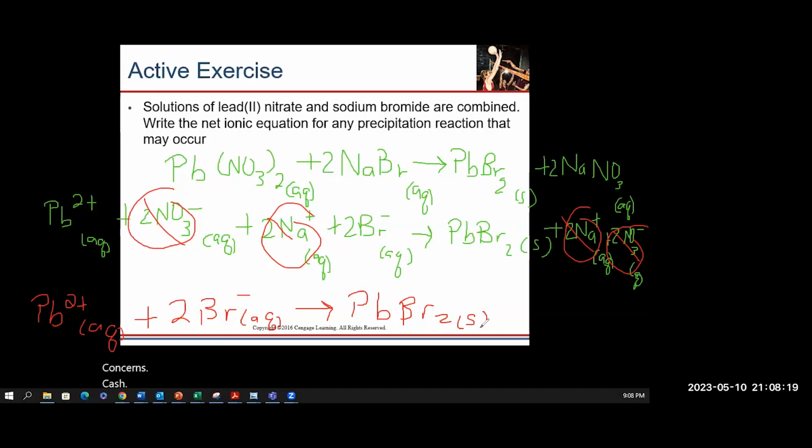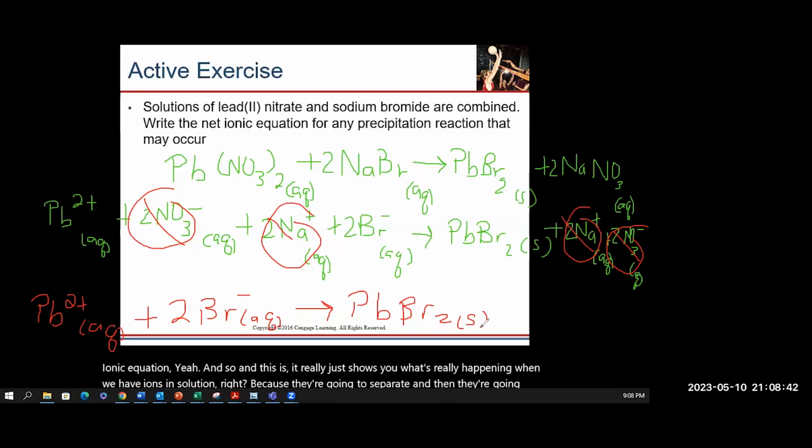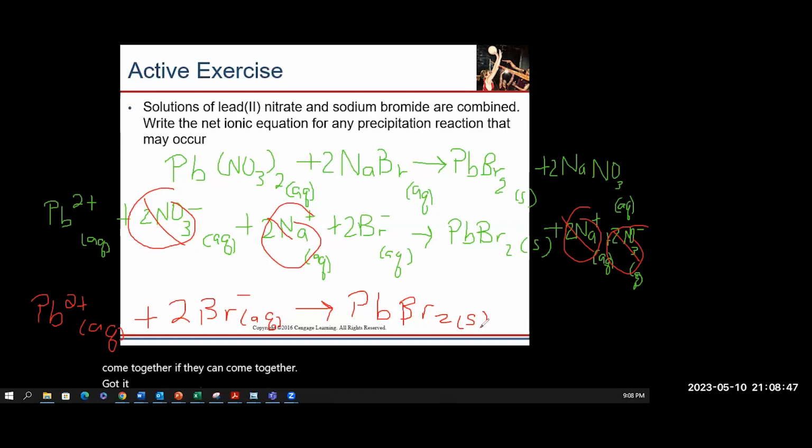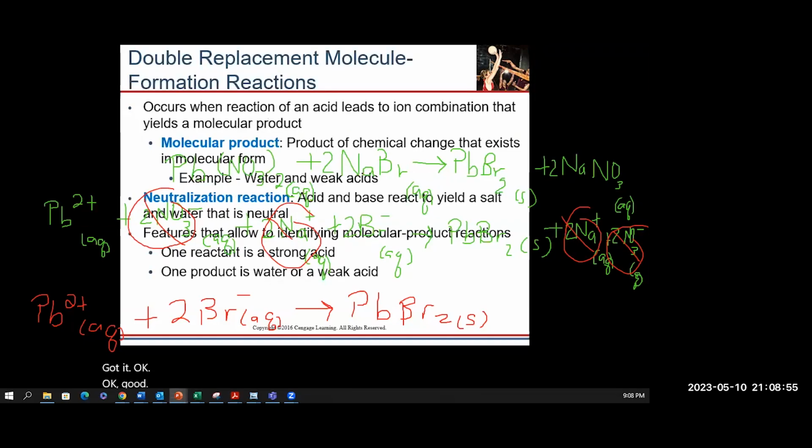Yeah. So this whole thing that we're doing, what is it called in its entirety? It's typically called ionic equations. Okay. It really just shows you what's really happening when we have ions in solution, right? Because they're going to separate and then they're going to come together if they can come together. Got it. Okay. Good.